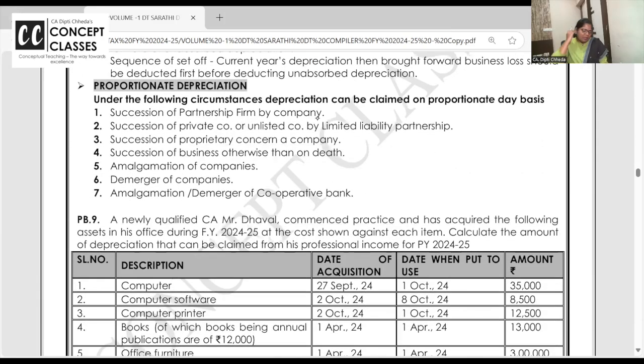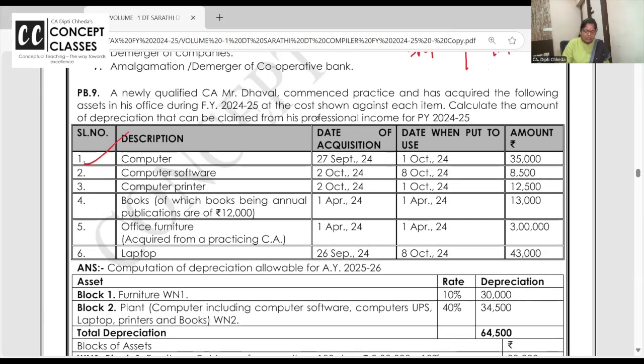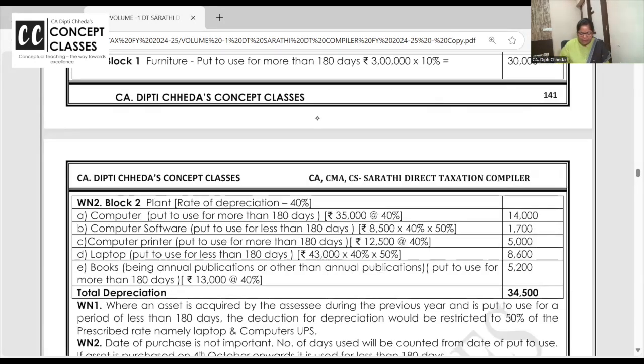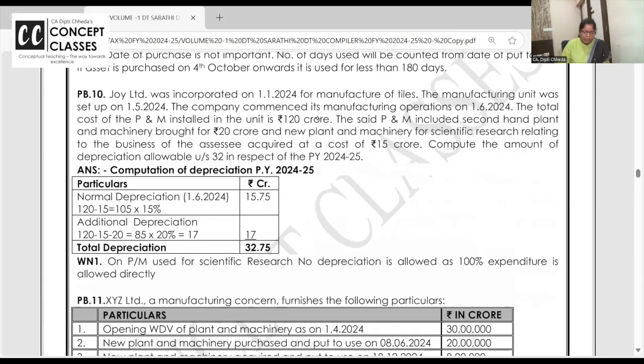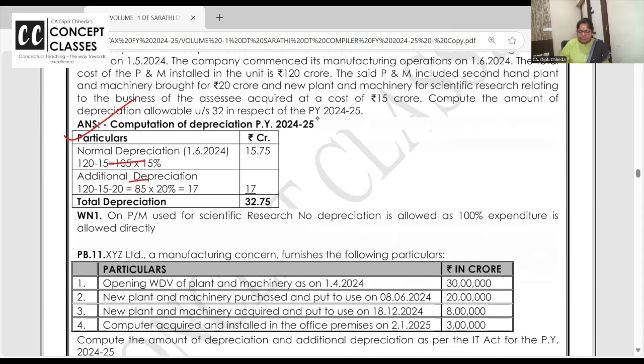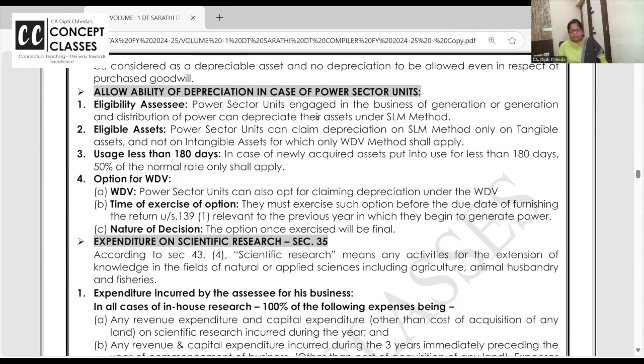It's not allowed on second-hand plant and machinery or on imported plant and machinery, which is covered in the very nice questions I have given. And anytime there is amalgamation, say amalgamation is on 30 June 2024, so 3 months the transferor company will charge and 9 months the transferee. It has to be split. It's a very nice question. If you have the compiler, problem number 9, without fail check. Even problem number 10 for normal and additional. Did you understand additional depreciation?